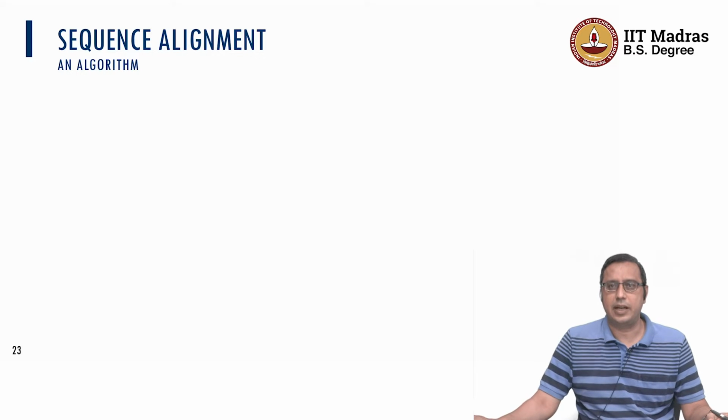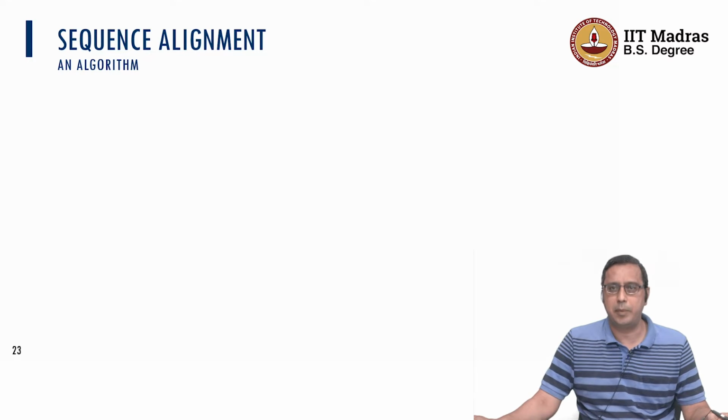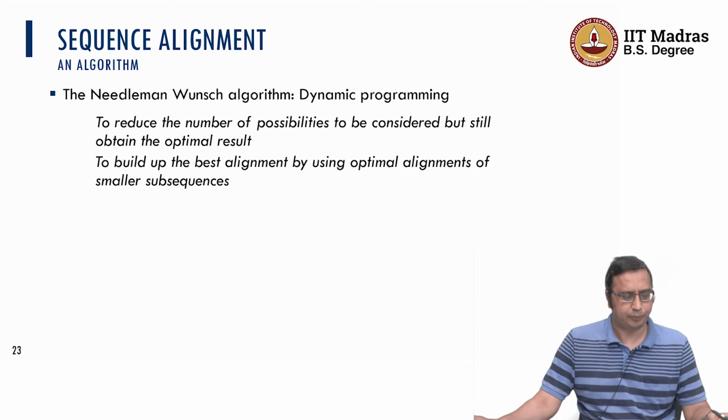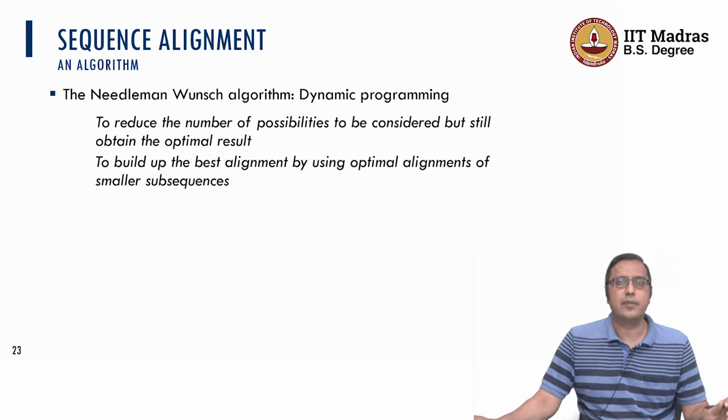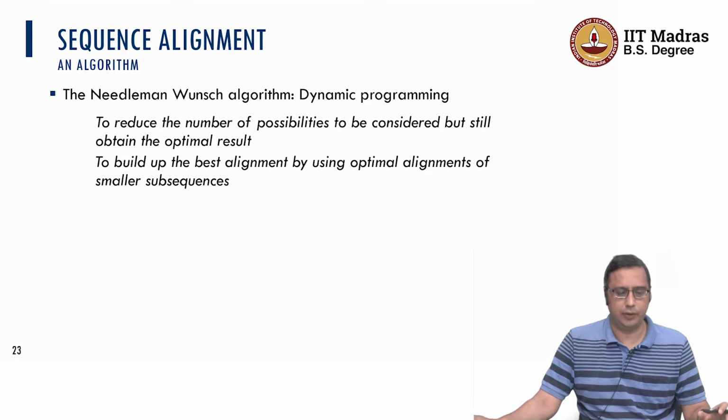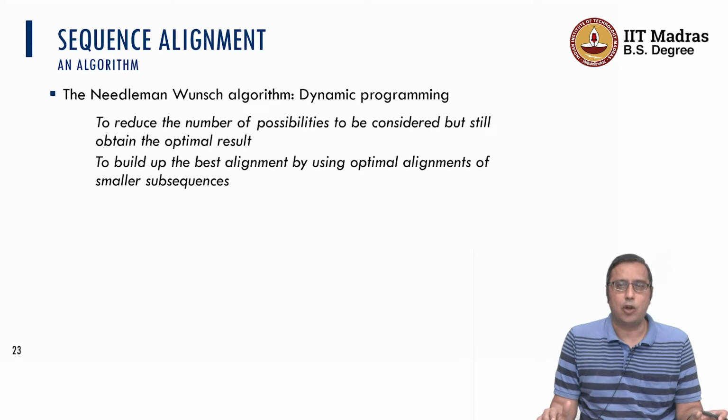So in the previous lectures, we discussed dynamic programming. Now in this lecture, we'll discuss an algorithm for dynamic programming. The Needleman-Wunsch algorithm is a dynamic programming based algorithm. The idea here is to reduce the number of possibilities to be considered, but still obtain the optimal result.